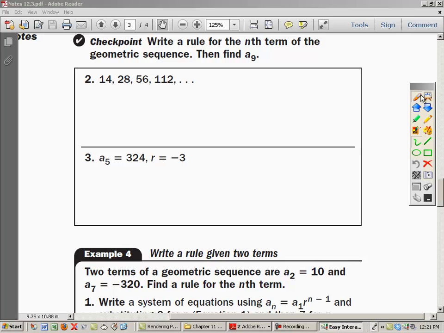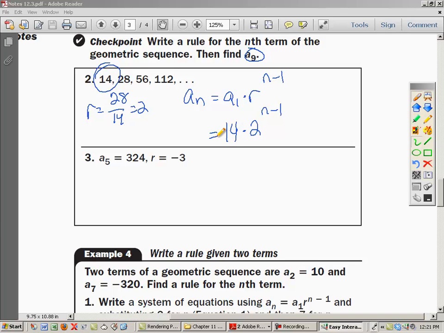All right, so if I want to write a rule for the nth term of the geometric sequence, we have to find a sub n. Okay, so first of all, we got to do 28 divided by 14, and that tells me that it's 2. So my common ratio becomes 2. So a sub n is equal to the initial value a sub 1 times r to the n minus 1 power. Okay, we know my common ratio is 2. My initial value is given as 14, and so a sub n is going to be equal to 14 times 2 to the n minus 1.